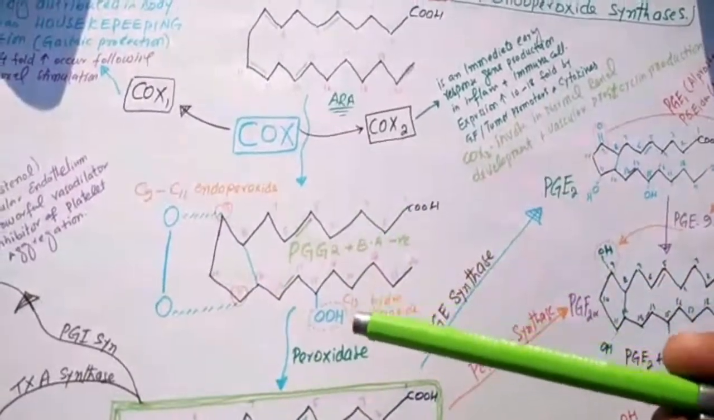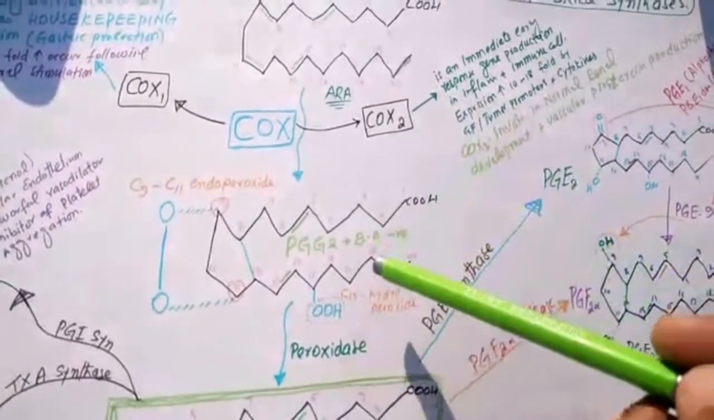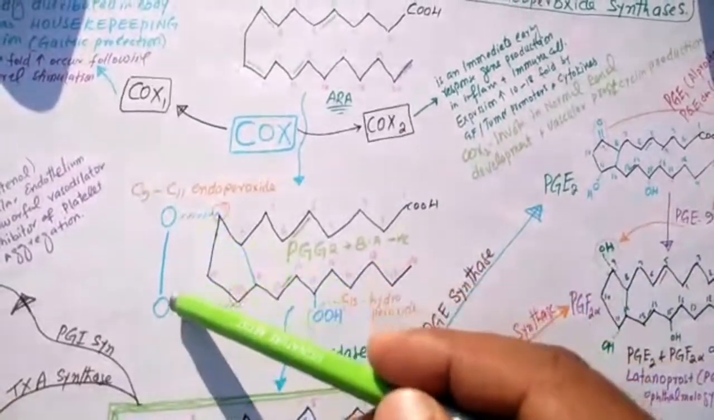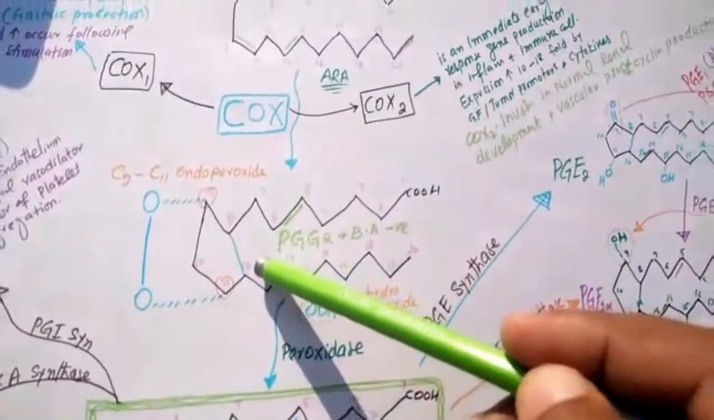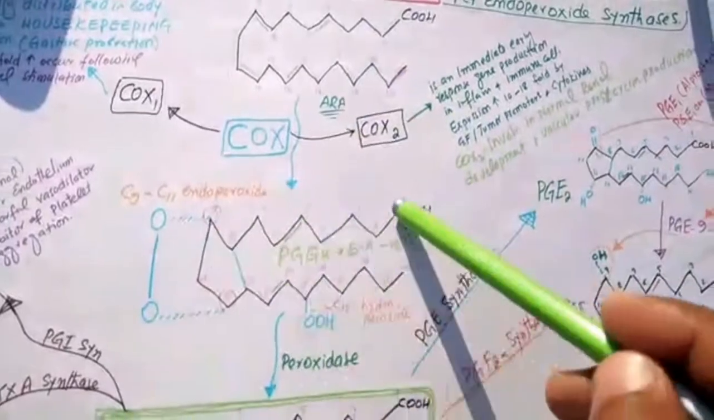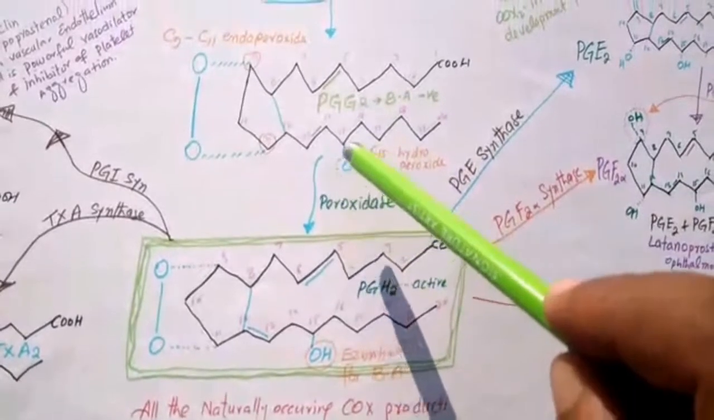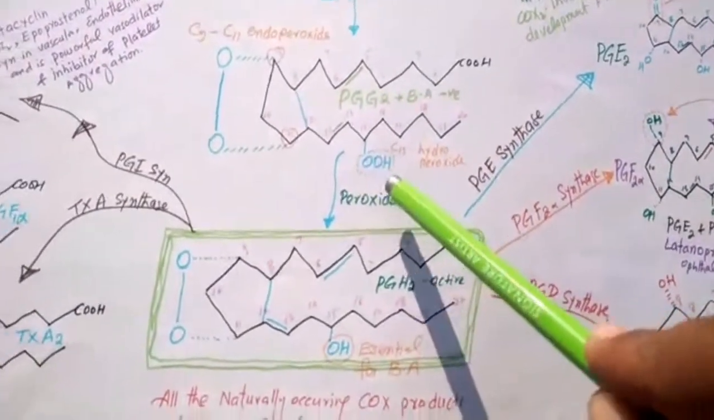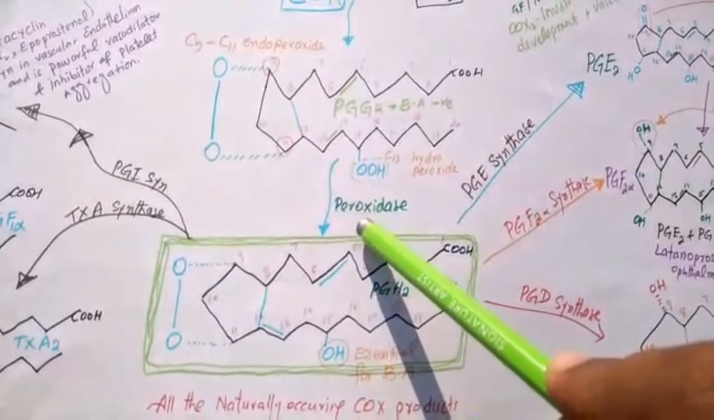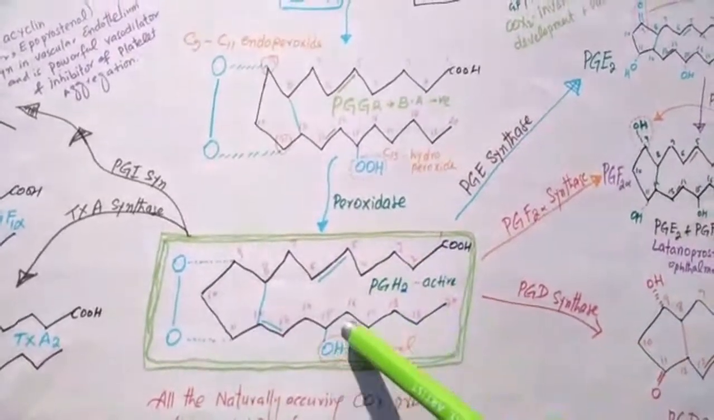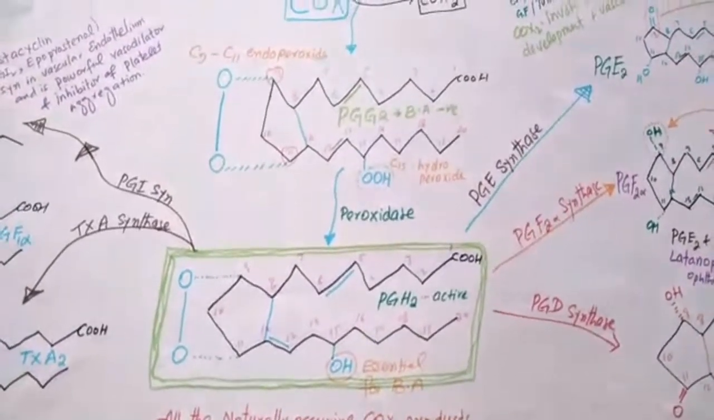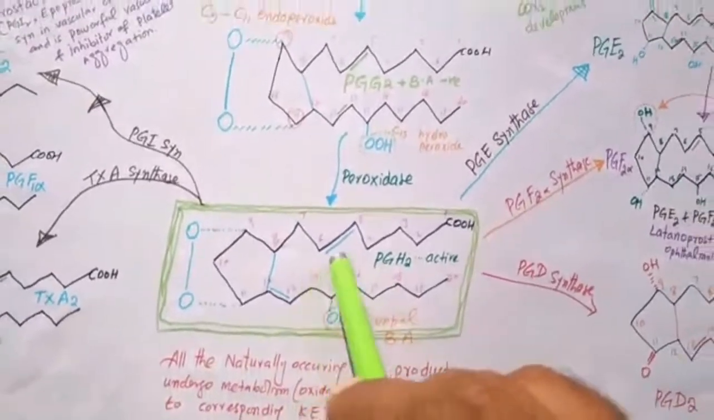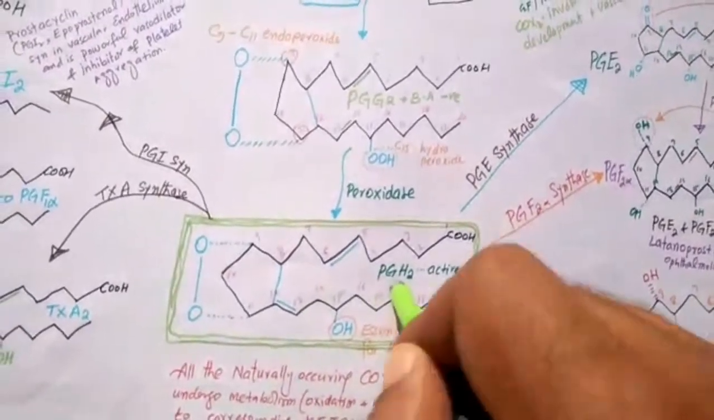In addition to the hydroperoxide and this endoperoxide, there is a bond creation between carbon number 8 and 12 in the arachidonic acid, which is known as prostaglandin G2. This prostaglandin G2, which is biologically inactive due to this hydroperoxide, becomes active with the help of the peroxidase enzyme, creating a hydroxyl group at position number 15. This hydroxyl group is essential for biological activity, and now this structure is known as prostaglandin H2.